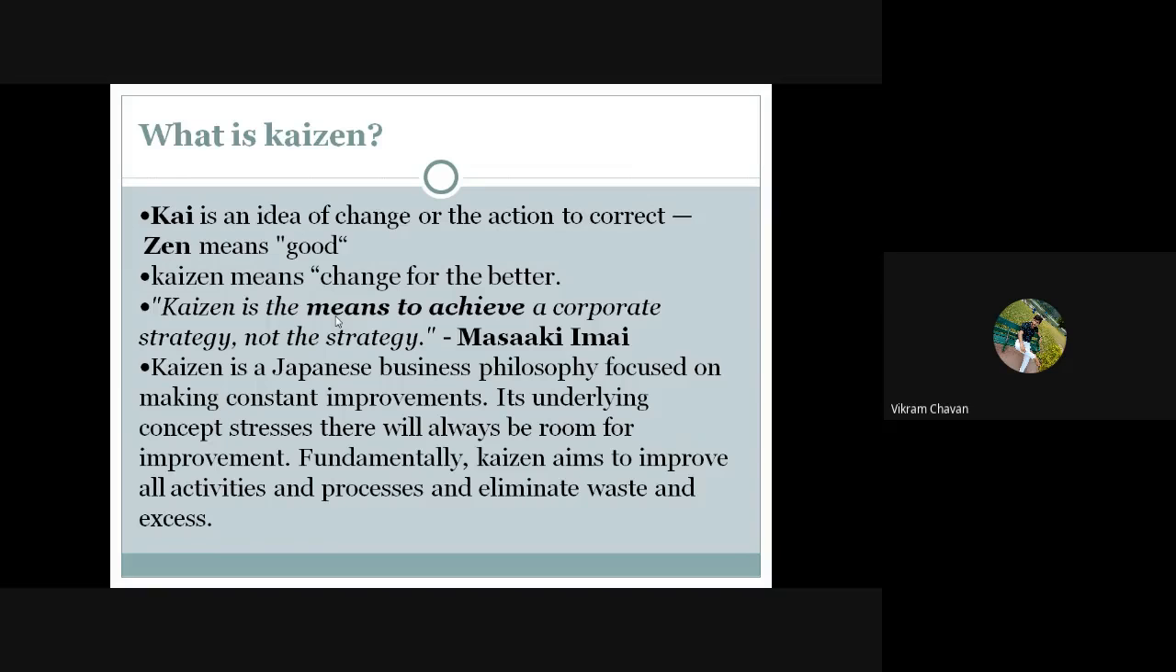It underlying concept stresses there will always be room for improvement. Full stop.